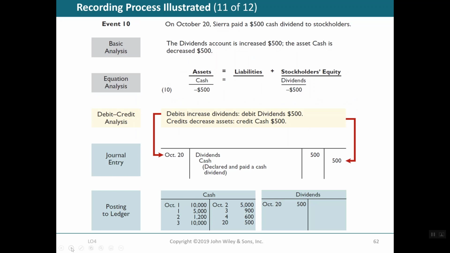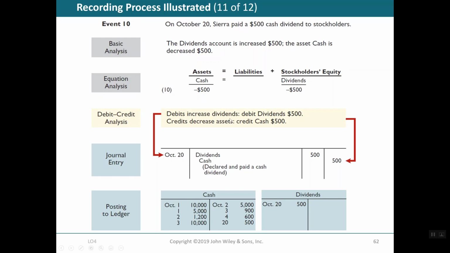All right, on October 20, Sierra paid a 500 cash dividend to the stockholders. Yay, they were able to get money, right? So the dividend account is increased 500 and the asset cash is decreased 500, right? We said that an increase in the dividend account is a debit and a decrease in the cash account is what? A credit. Okay, so we have a reduction in our cash, and then we have this increase in our dividend because it was paid out, right?